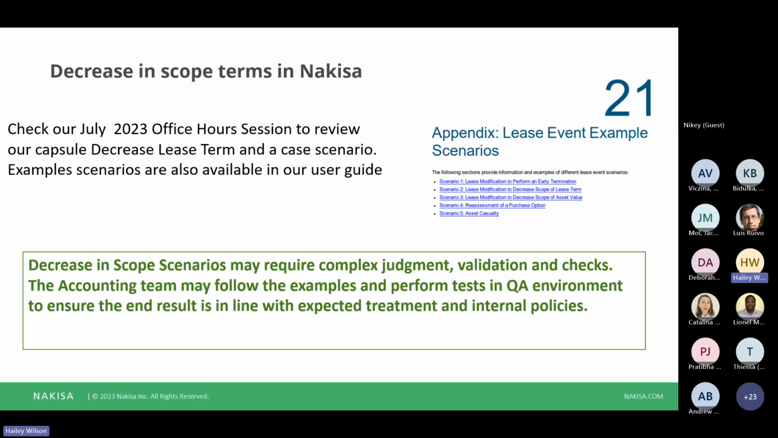In the July office hours, we did cover the decrease in lease term. If you would like to review that session, as well as the case scenario that we presented, that can be found on the office hour website. Additionally, we have examples of both decrease in lease term and decrease in asset value in our user guide. Before we get into today's example, I just want to mention that a decrease in scope scenario may require complex judgment, validation, and checks. So we recommend that you perform tests in QA before doing so in prod, and that the accounting team is involved in the judgment behind these procedures.